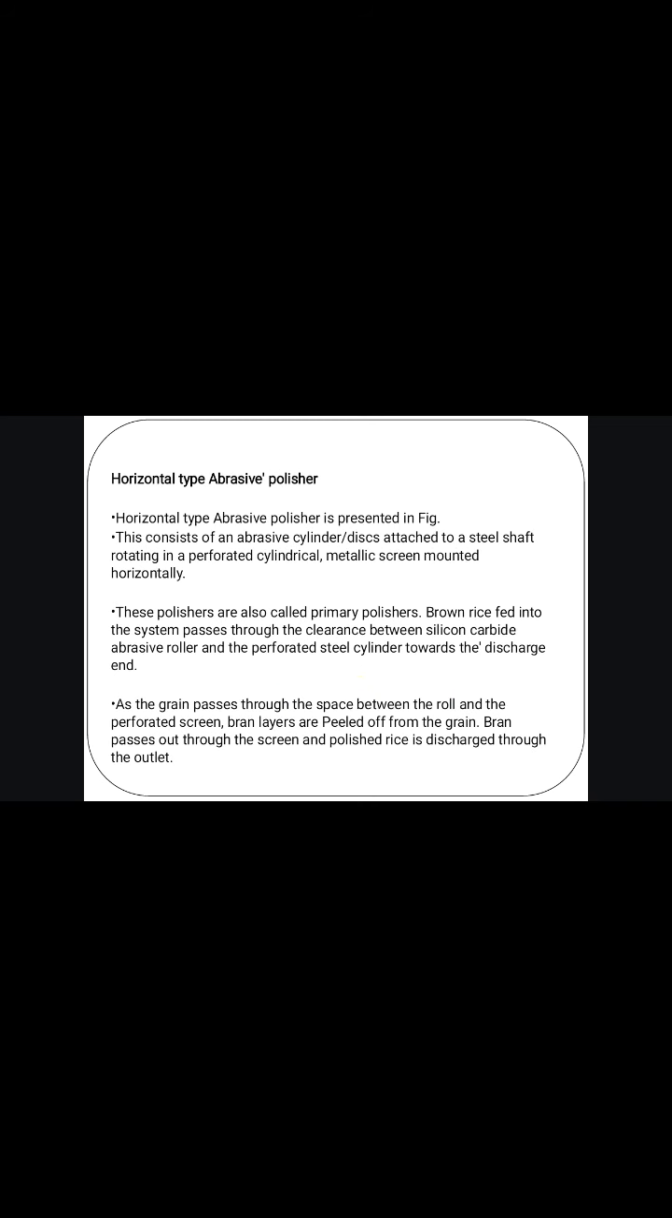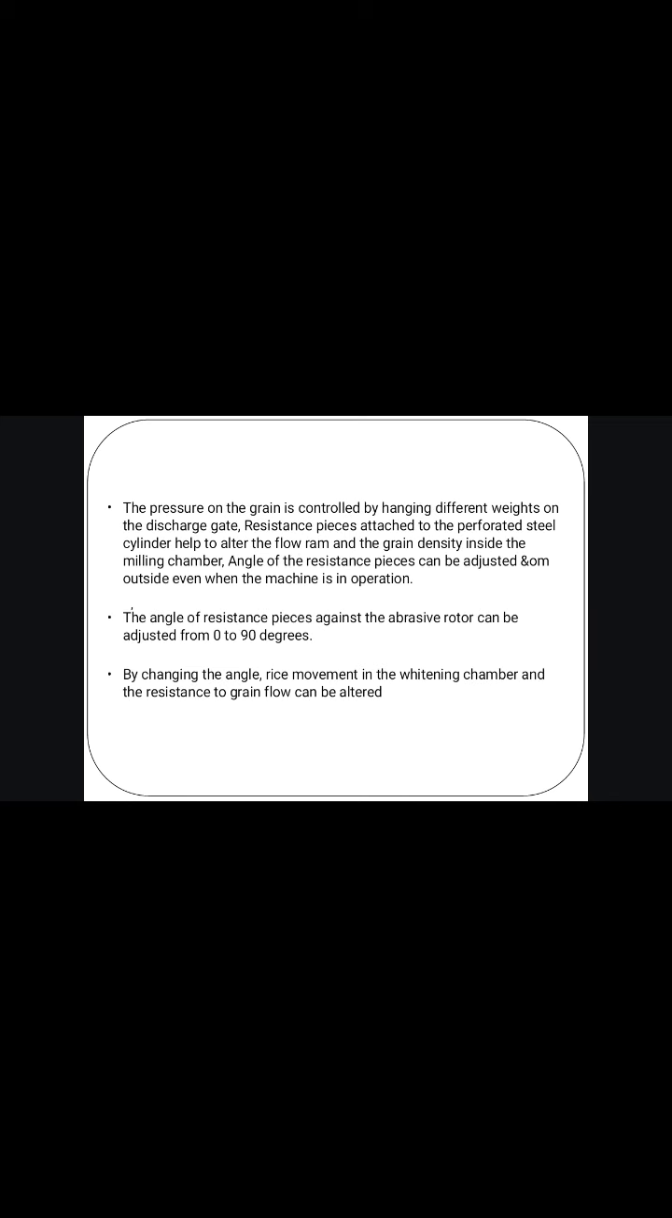Then, the second type is the horizontal abrasive polisher. This consists of abrasive cylinder discs attached to a steel shaft rotating in a perforated cylinder, a metallic screen mounted horizontally. These polishers are also called primary polishers. Brown rice is fed into the system and passes through the clearance between the silicon carbide abrasive roller and the perforated steel cylinder towards the discharge end. As the grain passes through the space between the roll and the perforated screen, the bran layers are peeled off from the grain. The bran passes out through the screen and polished rice is discharged at the outlet.